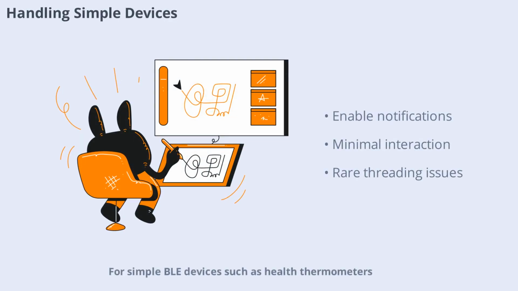For simple BLE devices such as health thermometers, the workflow is straightforward. Enable notifications and data starts flowing in automatically. No writes are needed and only occasional reads for features or device information. Threading issues are rare, making these devices easy to integrate. By following standard practices, you can quickly build reliable apps for simple BLE devices.